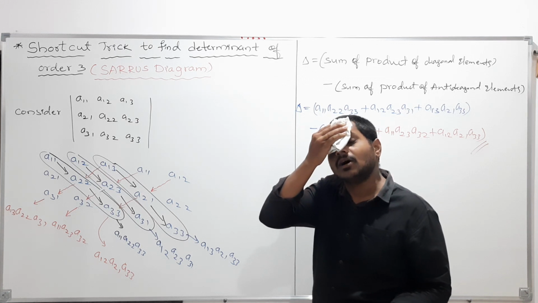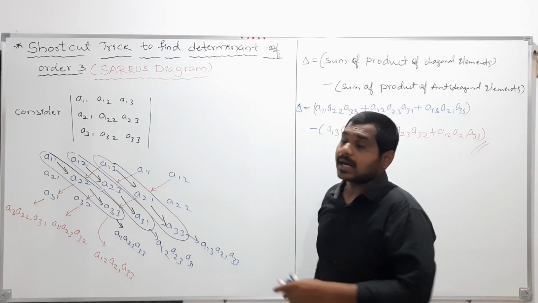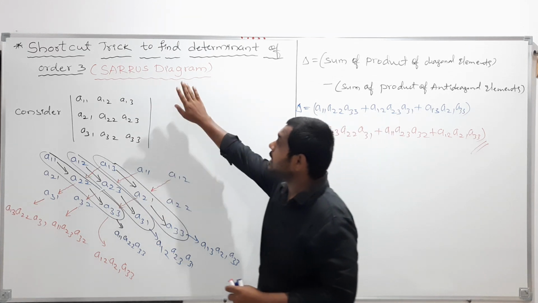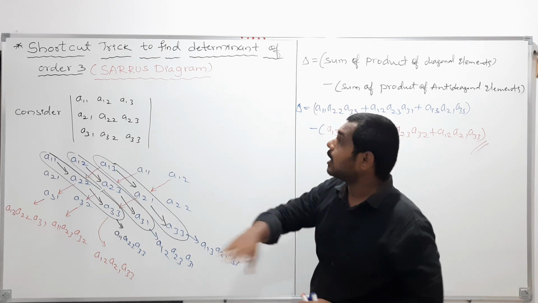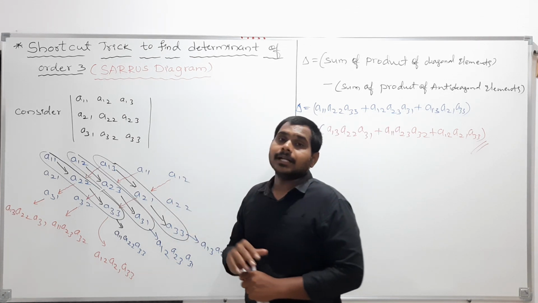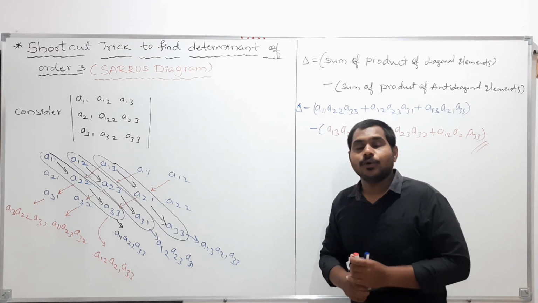Any given matrix or any given determinant of order 3 you can easily calculate by using this method. You can also call this method the Sarrus diagram, or take it as a short trick. You can calculate the determinant value. Clear? I hope you understood. Still, if you have any doubts, you can comment.